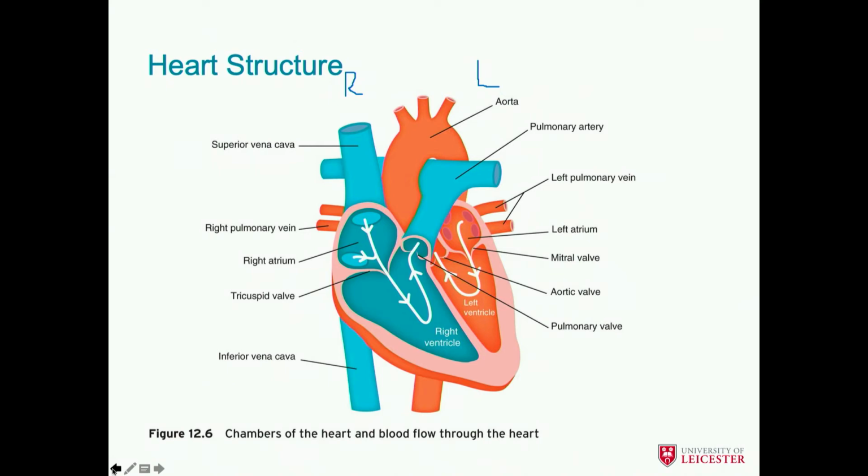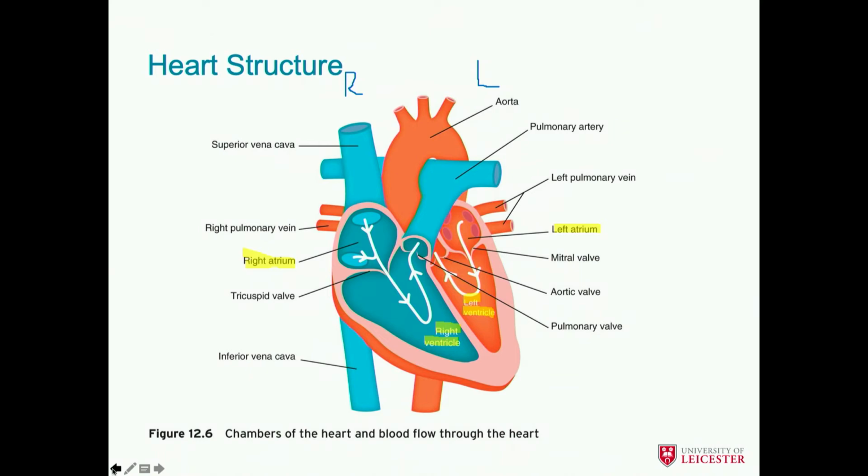So on the right hand side, we have the right atrium, which is here. And we also have the right ventricle, which is here. And we have exactly the same on the left-hand side. We've got a small left atrium, and we've got a larger left ventricle.